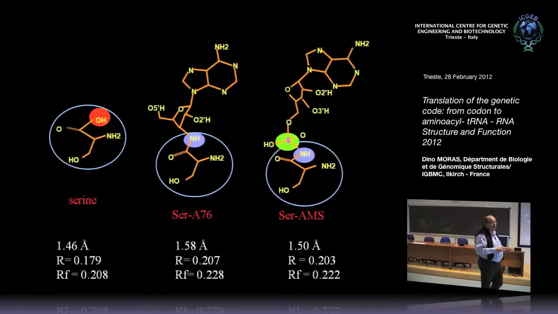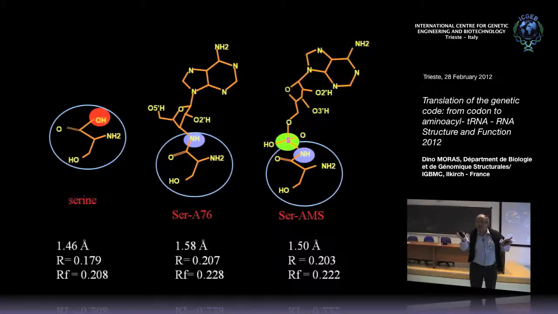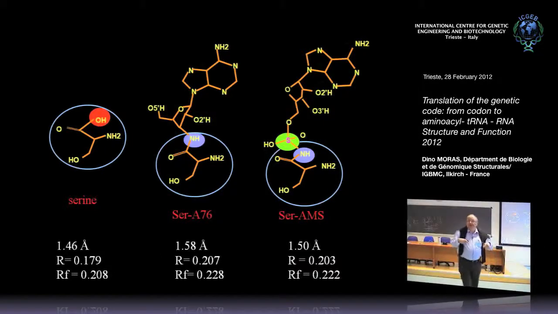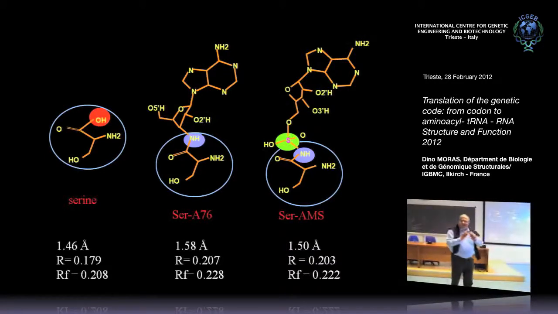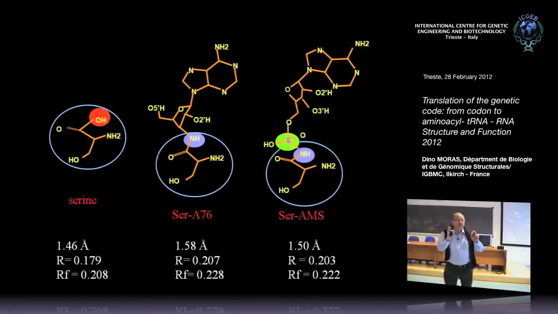And now we go into more detail, different structures. That's where I come back to what I said at the beginning. This is the overall mechanism. Now, if you want to go to the molecular level, what do you do? You use analogs in order to stabilize different steps, and you freeze and you get the structures. So we are talking about very high resolution structures, less than 2 angstroms. I don't show you the details, but you can see every atom.